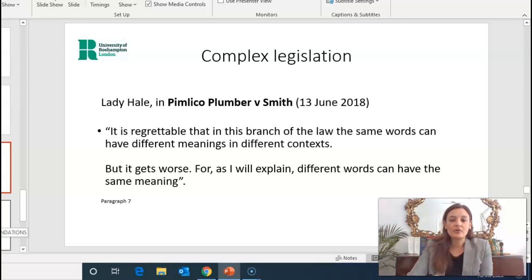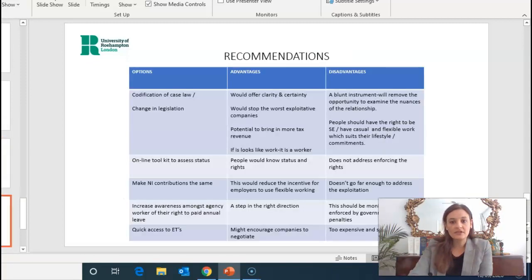But it's really important for those people who want to exert rights and want to move up from being self-employed or being wrongly labeled self-employed to being workers because they want statutory sick pay or they want holiday pay. It's important to get the definition right.